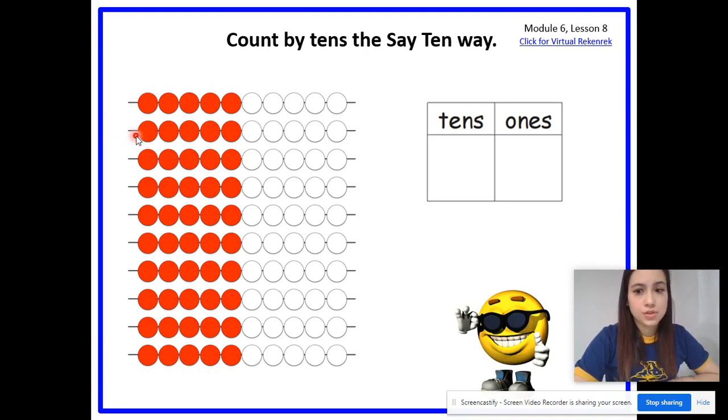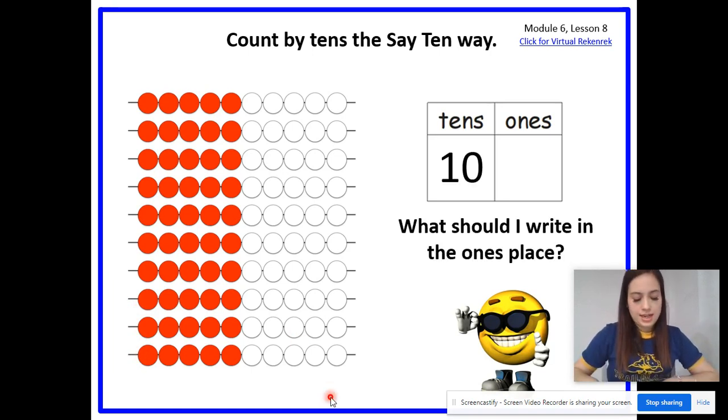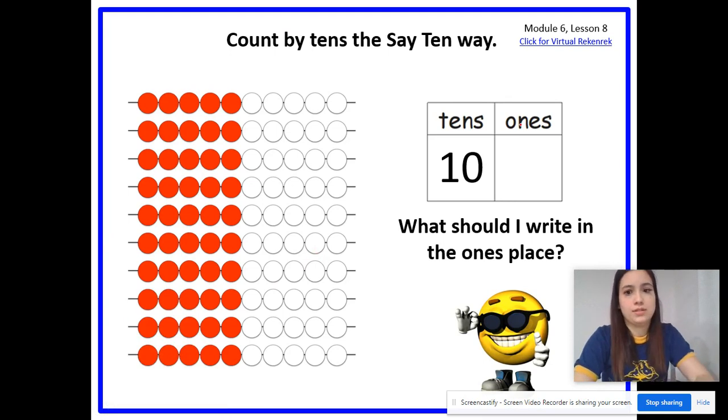1 ten, 2 tens, 3 tens, 4 tens, 5 tens, 6 tens, 7 tens, 8 tens, 9 tens, 10 tens. Very good. So 10 tens is the same, well, let's check, boys and girls. Do we have any ones first? Get ready. No, right? There are no ones. So it would be 0.